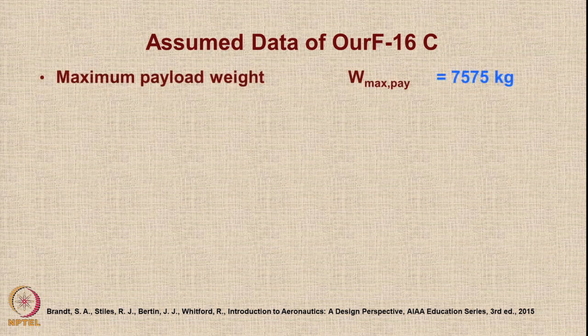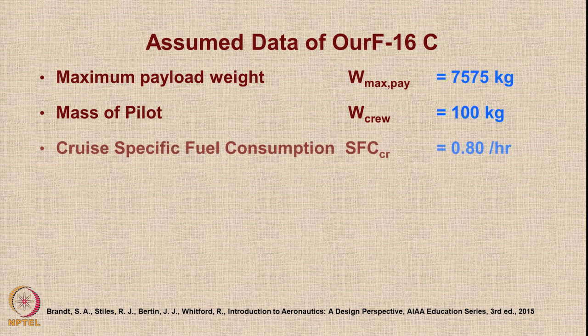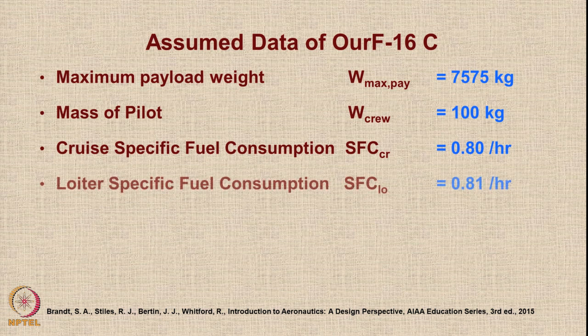The maximum payload weight is assumed to be 7575 kgs. This is similar to the maximum payload of the F-16. The mass of the pilot along with the G suit is assumed to be 100 kgs: 75 kgs for the pilot, 100 kgs total with all the paraphernalia, with the helmet, etc. The SFC of the single engine aircraft in cruise is 0.8 per hour, and the loiter SFC would be slightly more, 0.81 per hour.